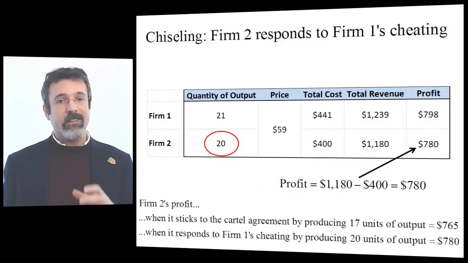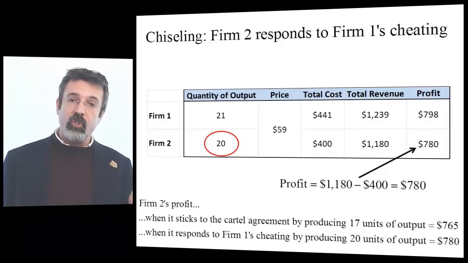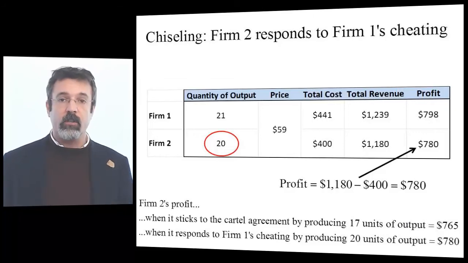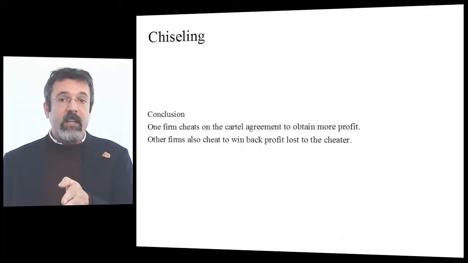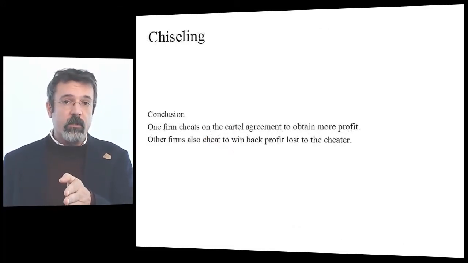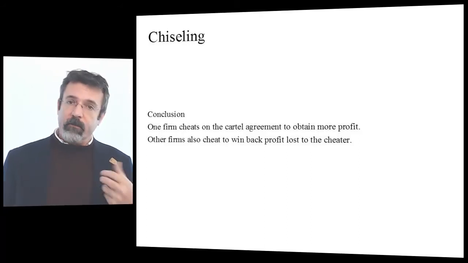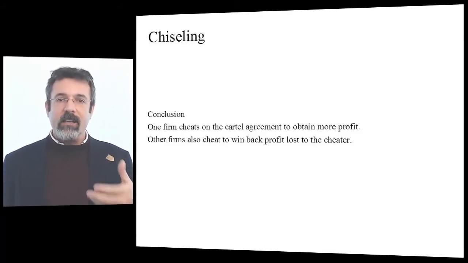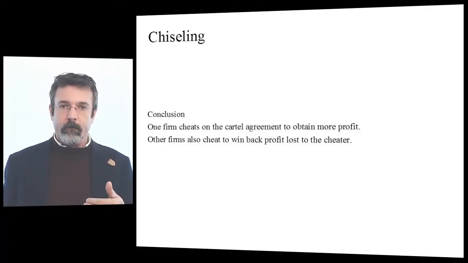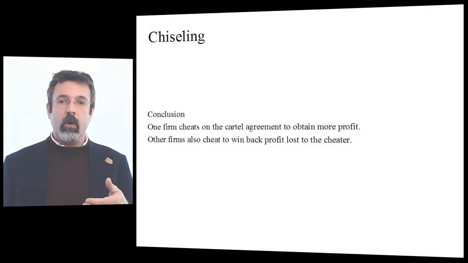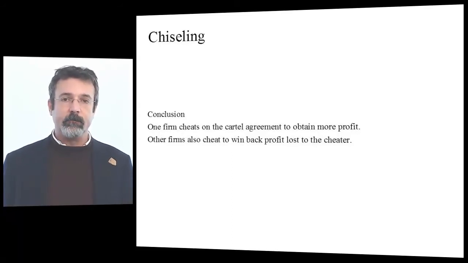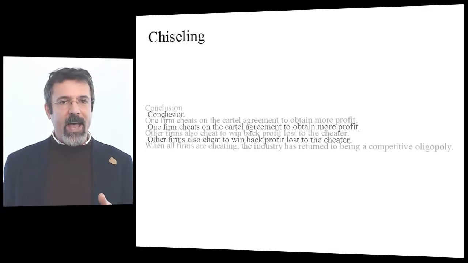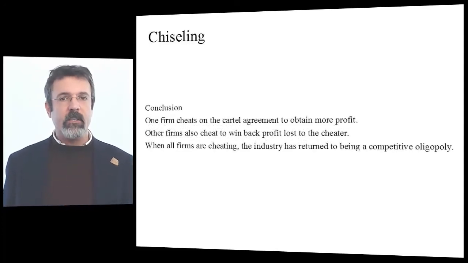This is more profit than he was making when Firm 1 was cheating and Firm 2 was holding to the cartel agreement. So we had Firm 1 cheat. We had Firm 2 realize there's no point in holding to the cartel agreement, so Firm 2 increases his output to 20 units. But Firm 1 now, in response, has an incentive to cut back on his output. By cutting back from 21 to 20, Firm 1's profit rises from 798 to 800. And notice something. We're back at the competitive oligopoly scenario.